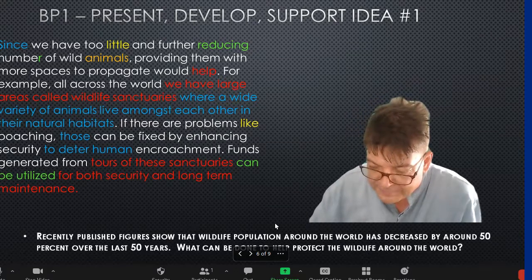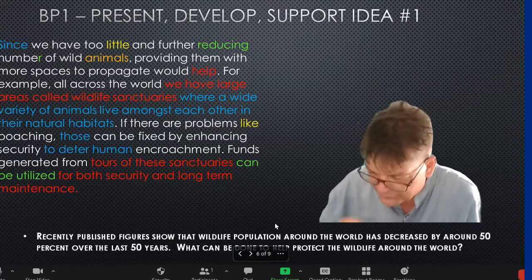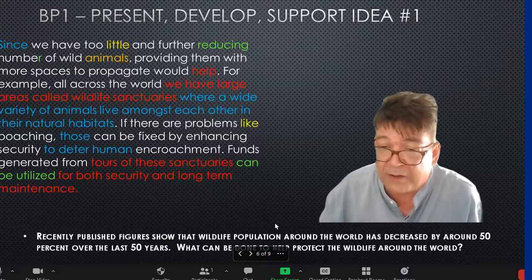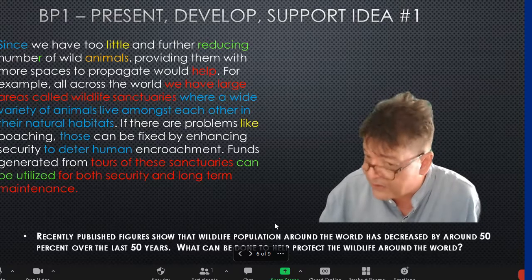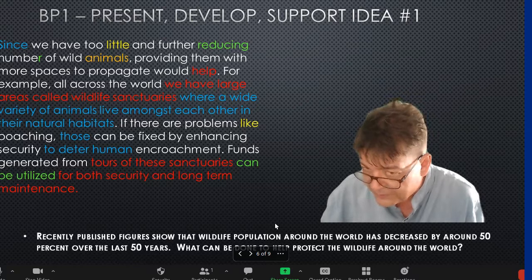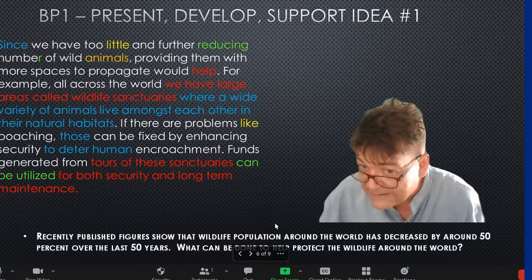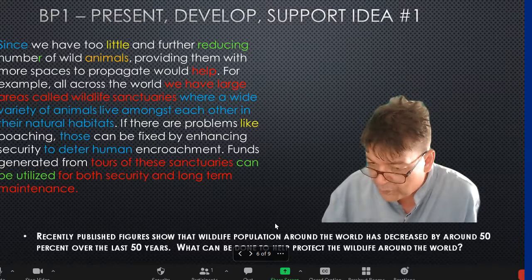Sure. Okay, you had this issue with the last essay, and I explained it then, is that you're explaining things that don't need to be explained. Everybody knows what wildlife sanctuaries are. So a wildlife sanctuary is not an example of giving more areas to animals. It's an example of an area that already exists, okay, that we're protecting.